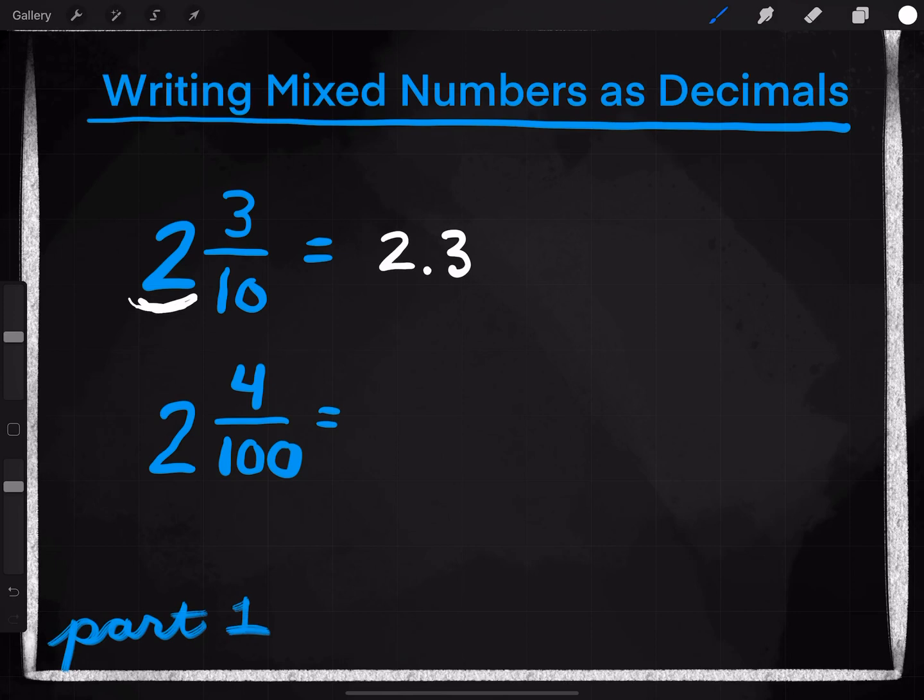And this next one, 2 is written before the decimal point. And now this part tells us what comes after the decimal point, 4/100ths. So again, the whole number is before the decimal point. The fraction is after the decimal point.